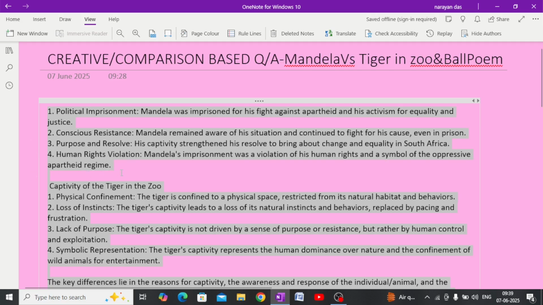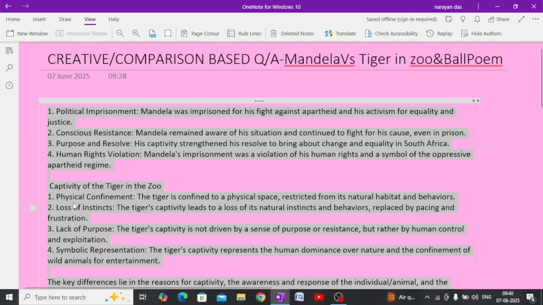So as you can see, Mandela's imprisonment was political. It was considered as resistance. Mandela consciously resisted even in the prison. Purpose and resolve. His purpose was to free his country. And human rights violation, the white rulers by oppressing the blacks violated the human rights. And now let us compare the captivity of the tiger in the zoo.